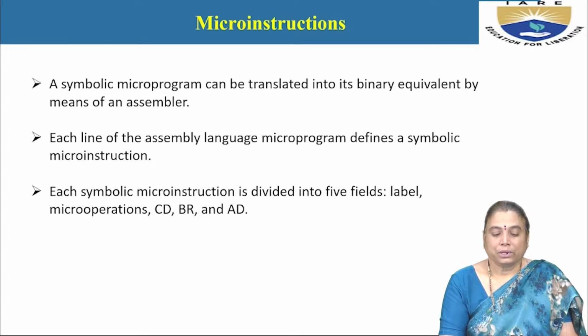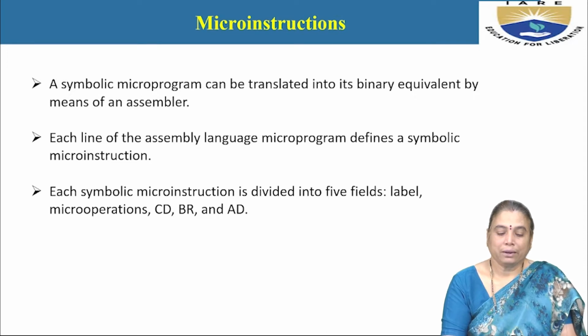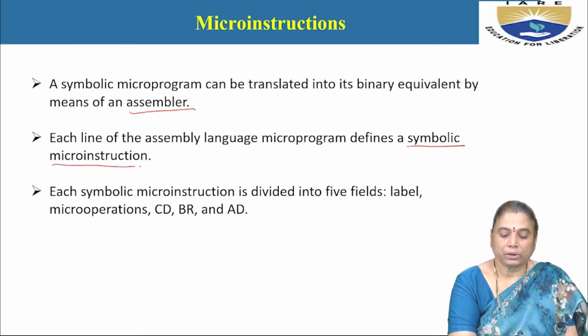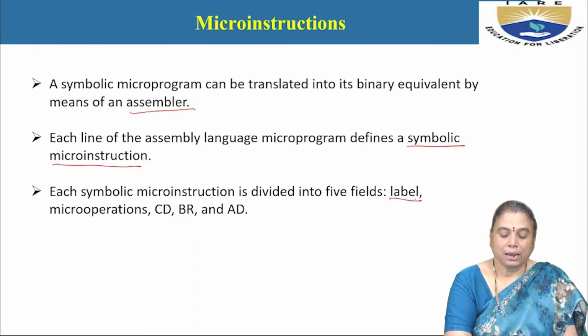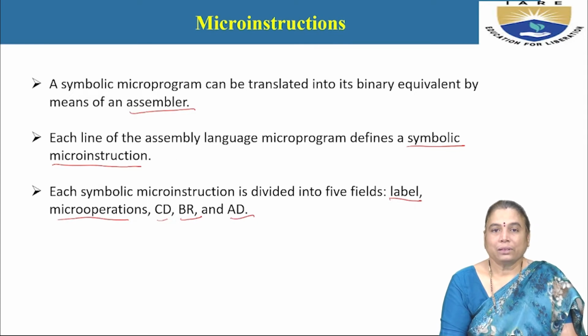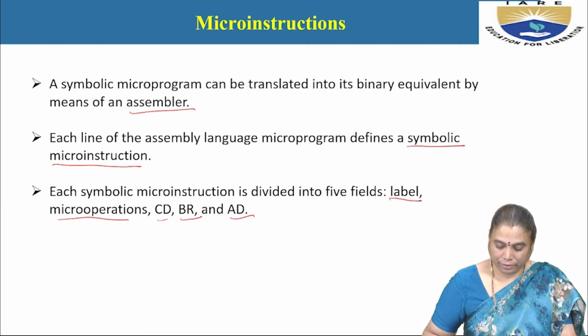A symbolic microprogram can be translated into its binary equivalent by means of an assembler. Each assembly language microprogram defines symbolic microinstructions, so a collection of symbolic microinstructions is the microprogram. Each symbolic microinstruction is divided into 5 fields: label, micro operation, the condition, the branching, and the address. By using this format, the microinstruction can be specified in the assembly language.